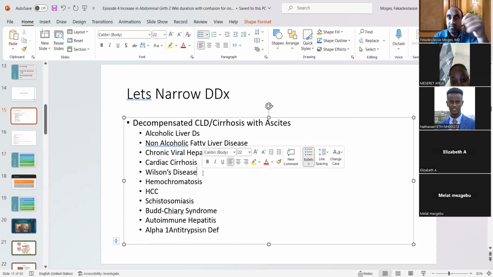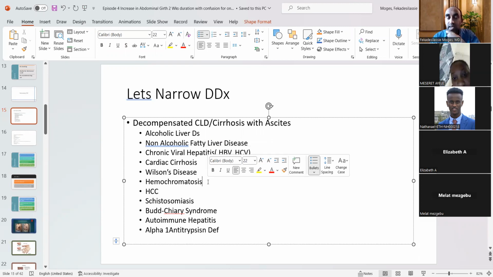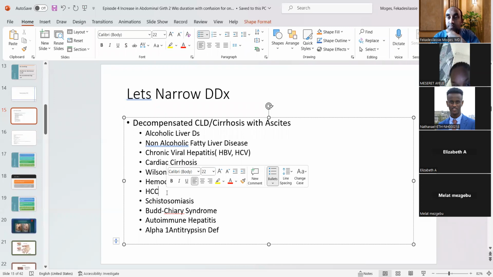Wilson's disease, we can keep it if you want to, and we can exclude it after investigation is done. Hemochromatosis, the same thing. We can keep it and we can exclude it once we do lab investigation. Hepatocellular carcinoma, keep. We still keep it because we never know what's going on. Hepatocellular carcinoma could be there. So we'll exclude it when we do imaging. Schistosomiasis.